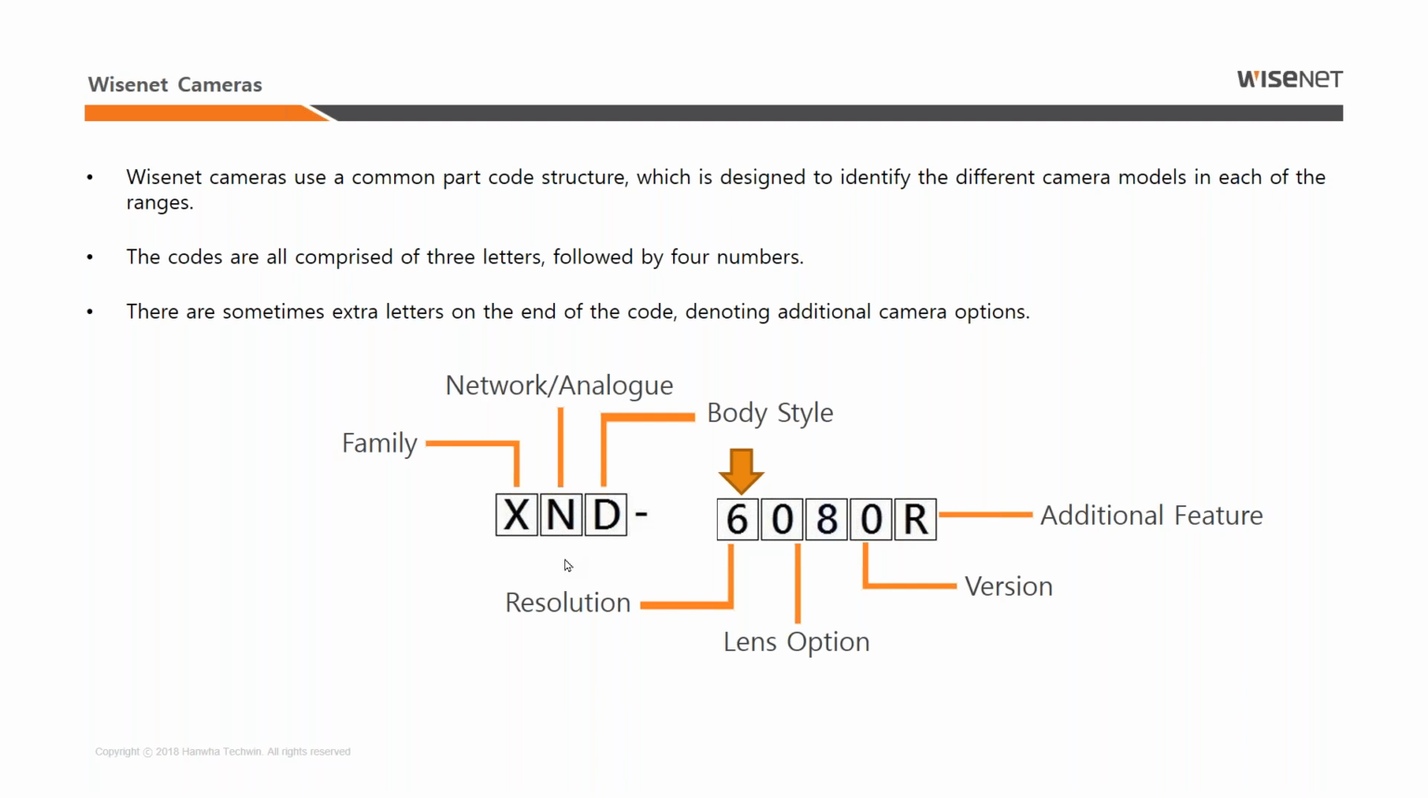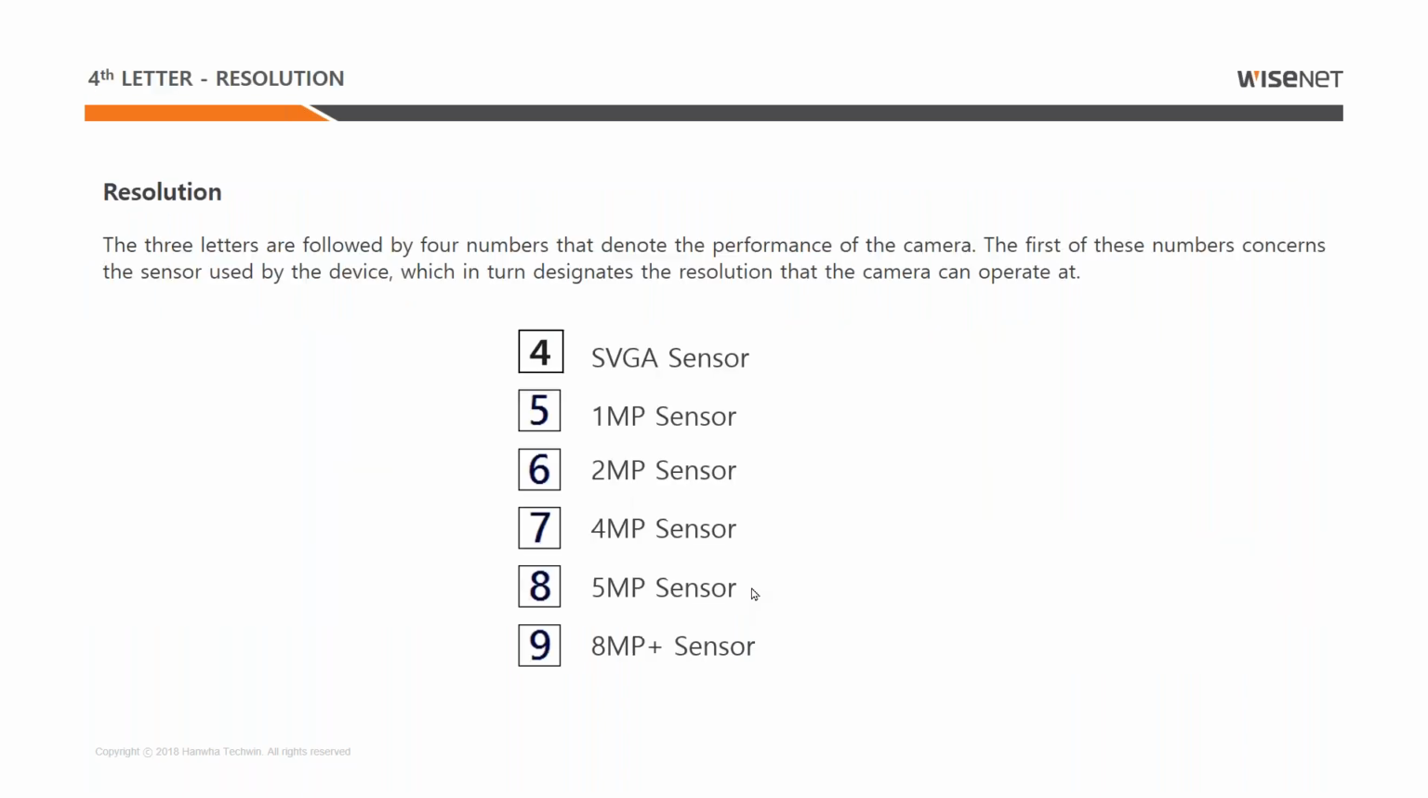Okay, done. Next is a digit which is for resolution. Again, just one digit for resolution. So 6 is 2 megapixel, not 6 megapixel, 2 megapixel, and the higher the number, the higher the resolution.